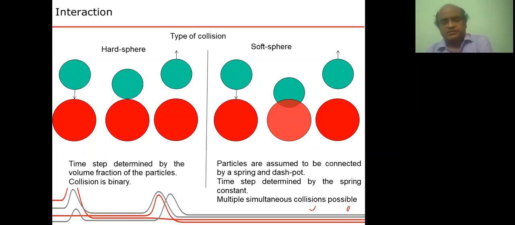So normally there is another method called the soft sphere approach, where the particles are assumed to be more elastic, as if they are connected by a spring and a dashpot. The particles are allowed to overlap a little bit. We'll not go into the details of how these are modeled, but there are two different approaches. We use the soft sphere approach because it's less time consuming and multiple simultaneous collisions are possible.